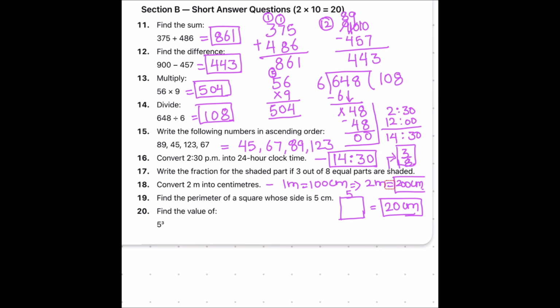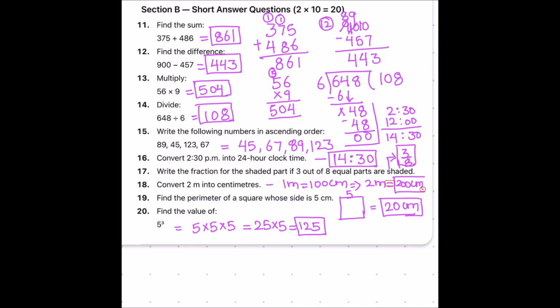Next one is find the value of 5 raised to power 3. 5 cubed, so this will be 5 times 5 times 5, which equals 5 times 5 is 25, 25 times 5, which equals 5 times 5 is 25, 5, 2 will be carried over, 5 times 2 is 10, 10 plus 2 is 12. So 125 is the answer.